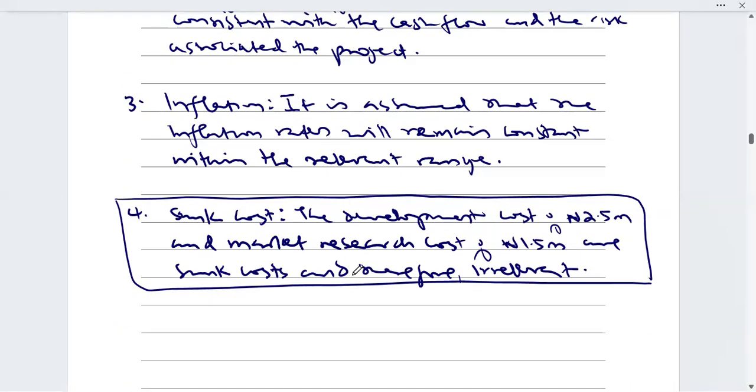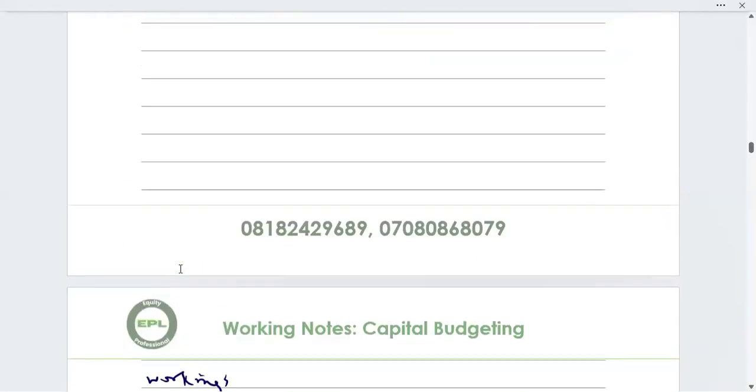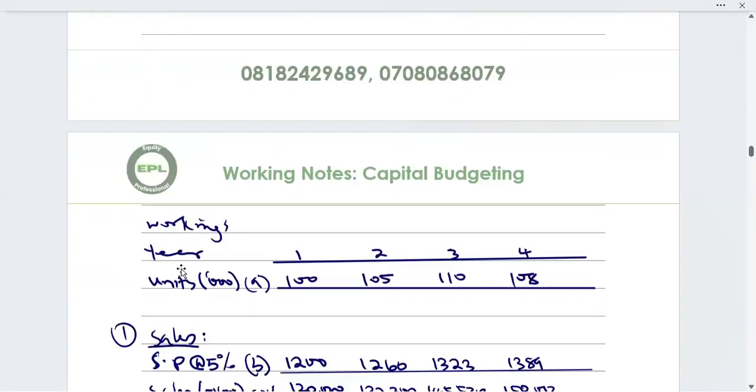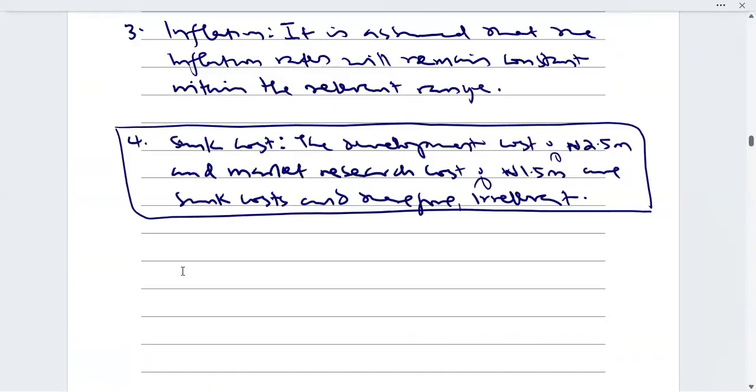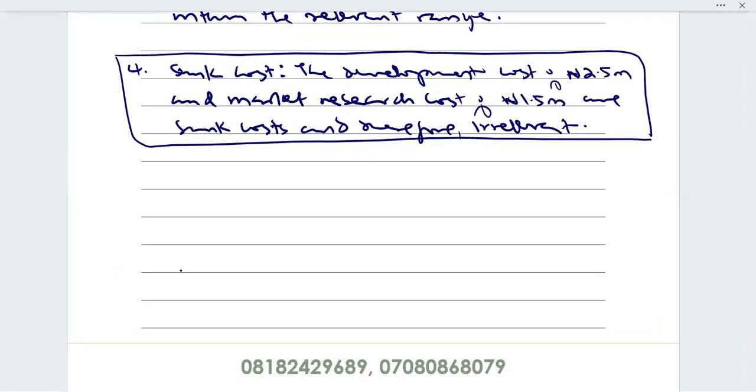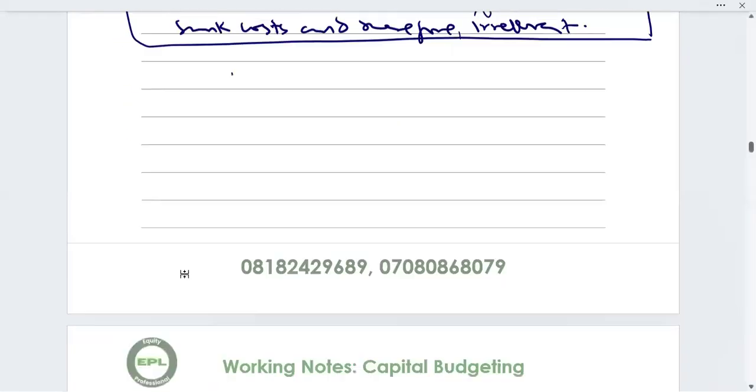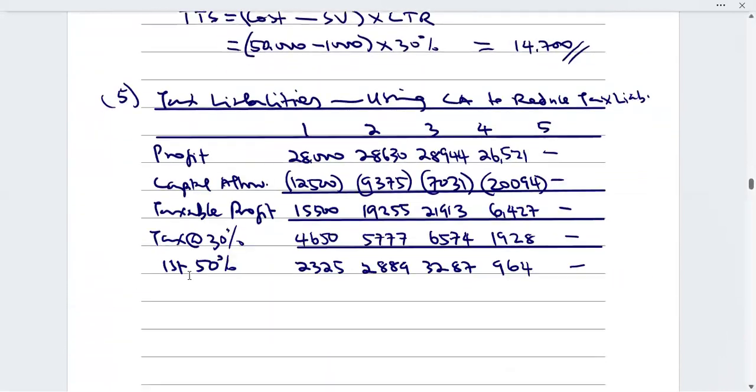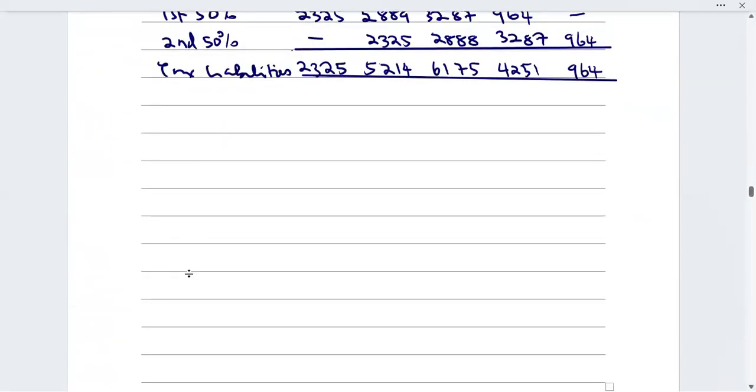Then lastly, number B, you also have to calculate internal rate of return. Will this page be sufficient for me? Let me go down there. So let's calculate internal rate of return briefly. Number B, calculating internal rate of return.